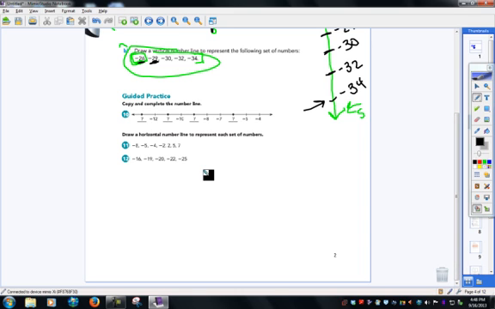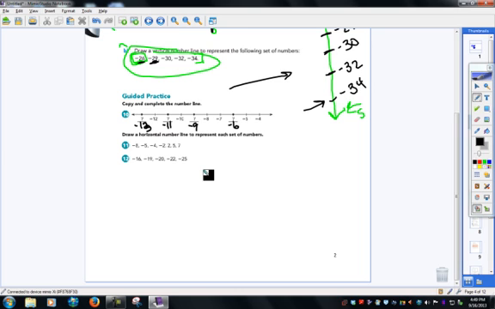Copy and complete the number line. Okay, so there's negative 4, negative 5. This is going to be negative 6, negative 7, negative 8, negative 9, negative 10, negative 11, and then negative 12, 13. So again, we just count the same way we would have going from 0 to the right as we do going from 0 to the left. You count the exact same way.